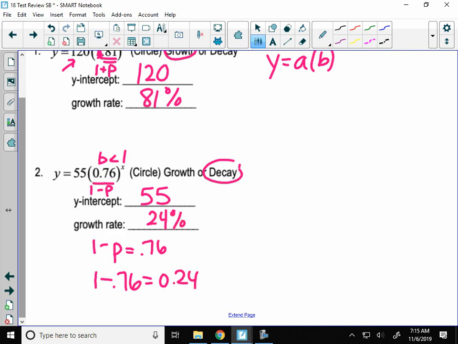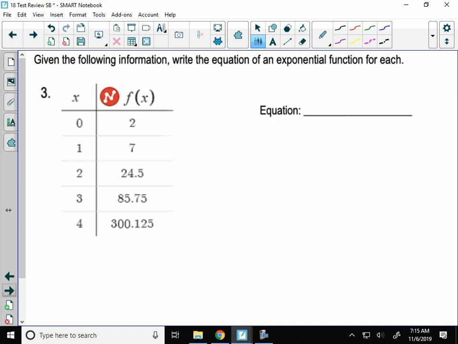So you're not decaying by 76%, you're decaying by 24%. Right? That can be a little tricky on number 2. Let me know if you don't understand that. We can think of a couple other examples. All right, we're going to be writing equations of exponentials in the next 3.